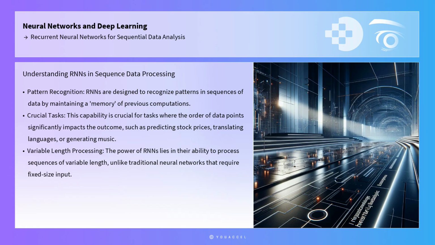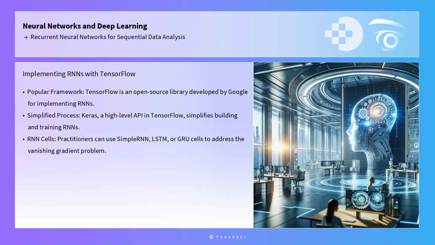The power of RNNs lies in their ability to process sequences of variable length, unlike traditional neural networks that require fixed-size input. In practical applications, one of the most popular frameworks for implementing RNNs is TensorFlow, an open-source library developed by Google. TensorFlow provides a high-level API known as Keras, which simplifies the process of building and training RNNs. For instance, to create a simple RNN for a time series prediction task, practitioners can utilize Keras' sequential model to stack layers of RNN cells, such as simple RNN, LSTM, or GRU.